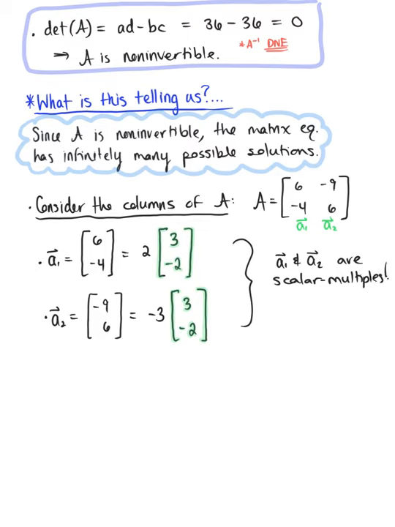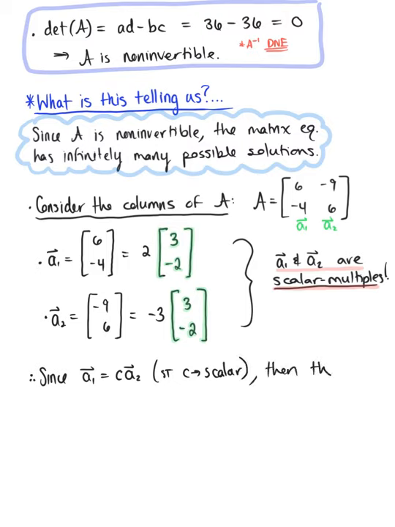Now, since we're only considering a set of 2 vectors, and we have shown that those 2 vectors are scalar multiples, we can make the following conclusion. So we can say that, therefore, since vector a sub 1 is a scalar multiple of vector a sub 2, and of course c is any scalar, then the columns of matrix A, and so the set containing vector a sub 1 and vector a sub 2, are linearly dependent.